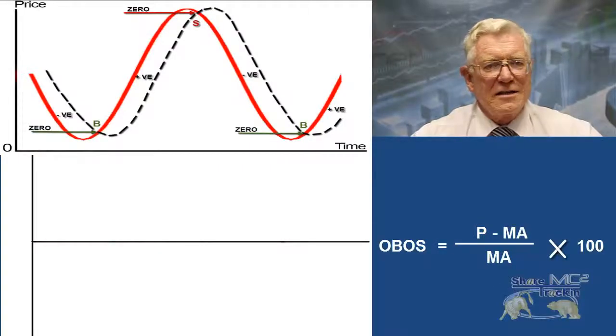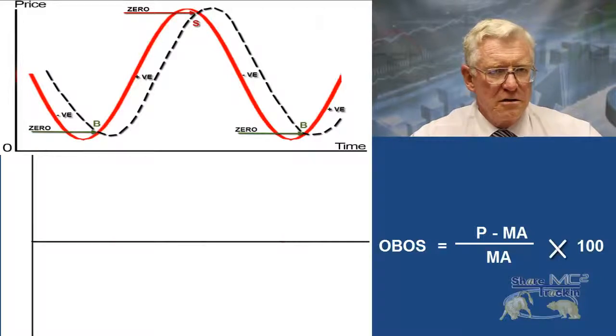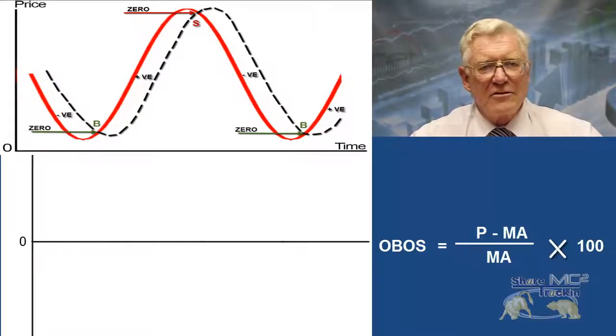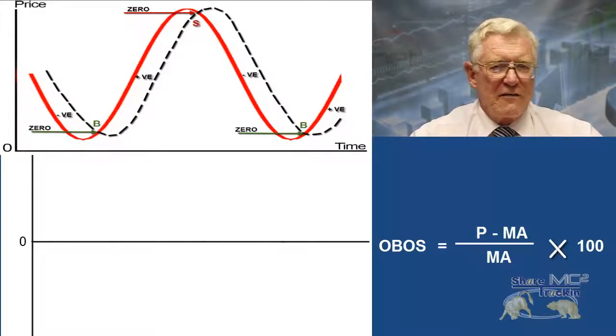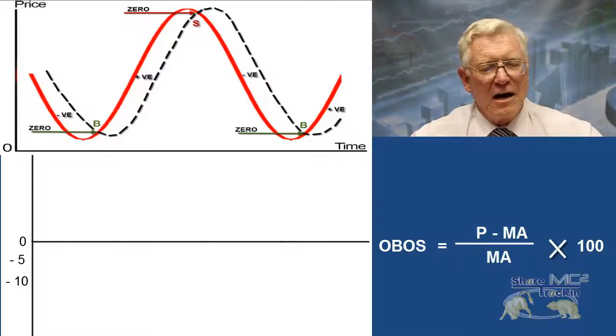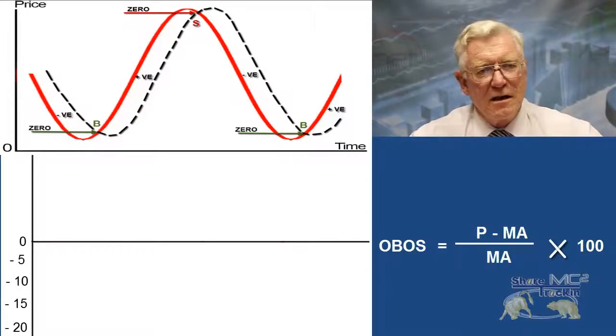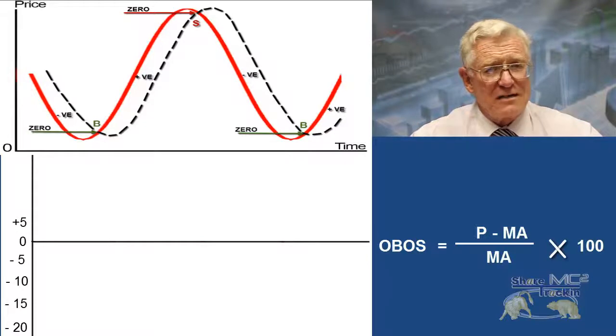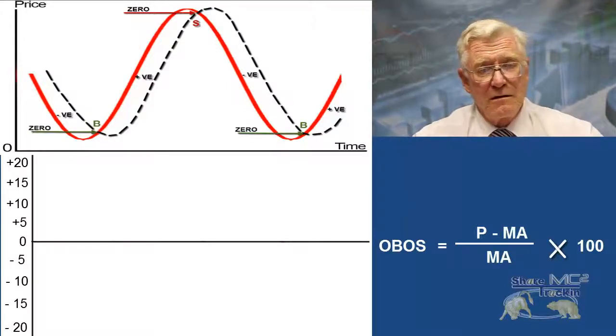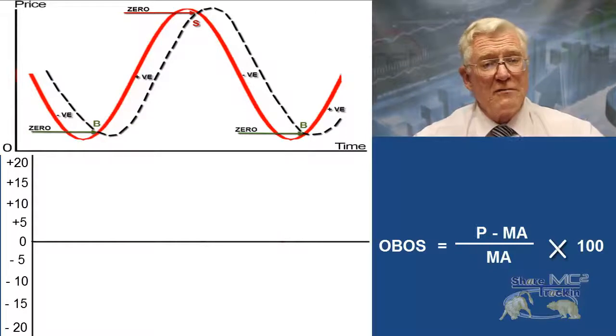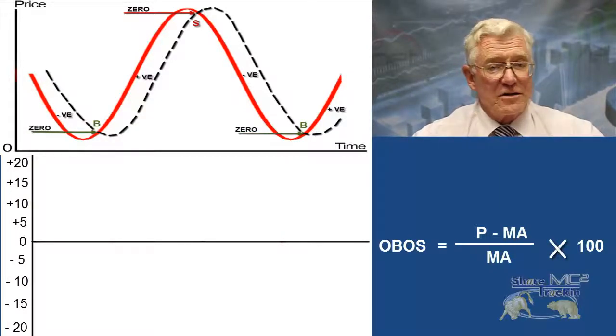So this here is a typical oscillator chart. As you can see, it's got the 0 line running through the middle. And of course we have -5, -10, -15 and -20. And on this side we have +5, +10, +15 and +20. And of course these are percentages derived from our overbought oversold formula. So now if we draw the overbought oversold chart onto this frame, we'll get a graph that looks something like this.